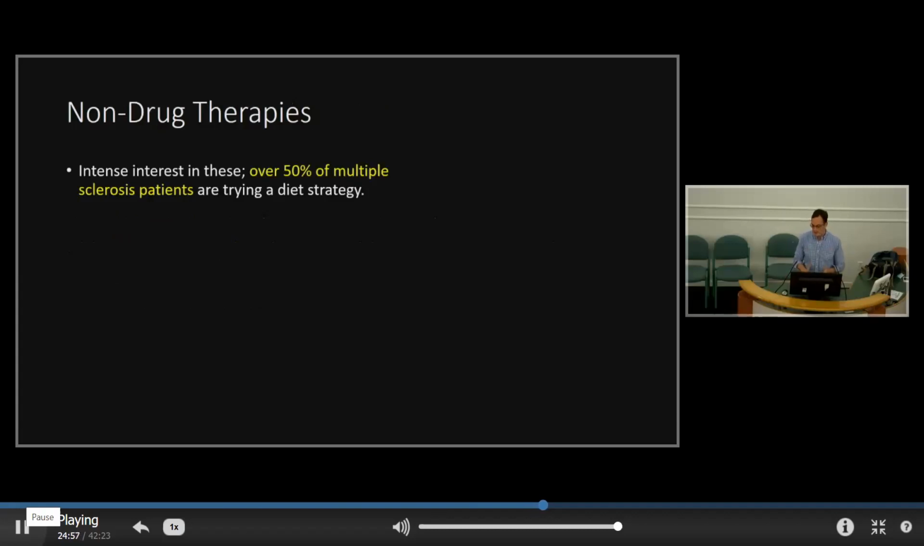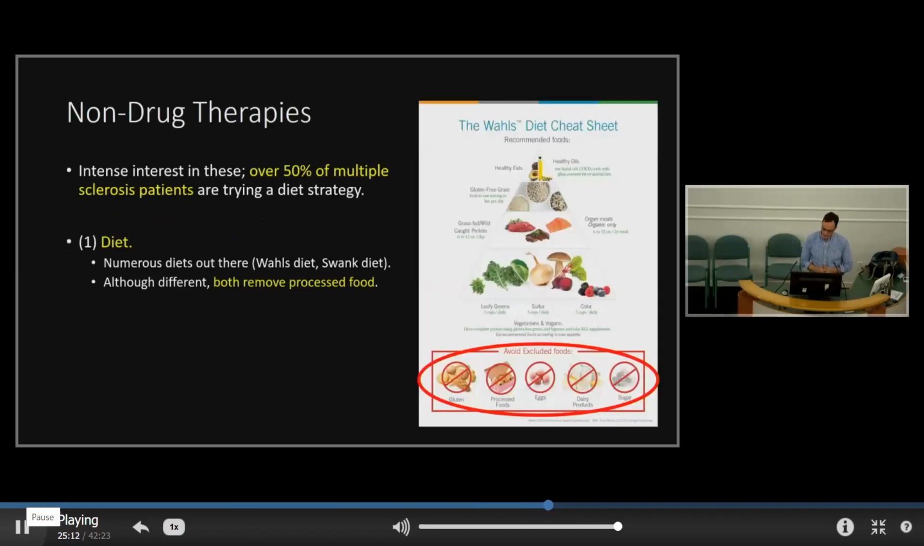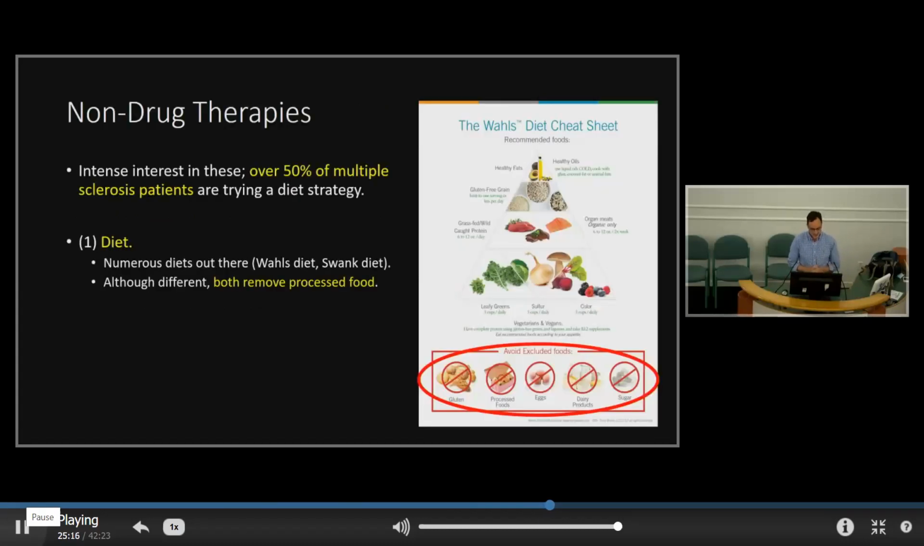So there's an intense interest in non-drug therapies, particularly diet. Over half of all MS patients are trying a diet strategy for their MS. So that tells you right now that this is probably an important thing to learn about. And there are numerous diets out there. My screen just fuzzed out. Oh, there it is. So probably two of the most popular would be the Wahls diet and the Swank diet.